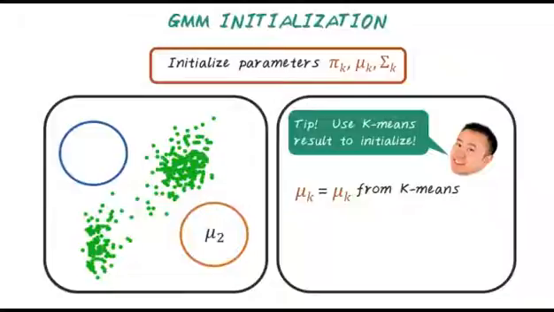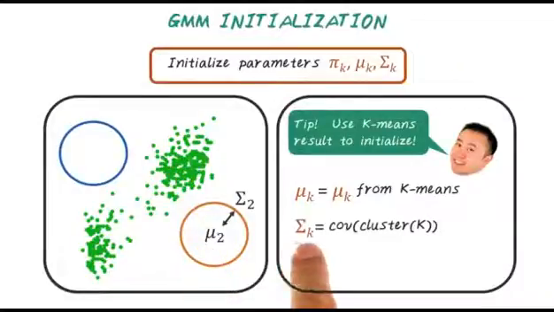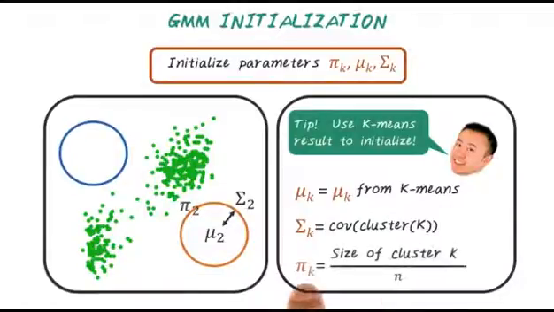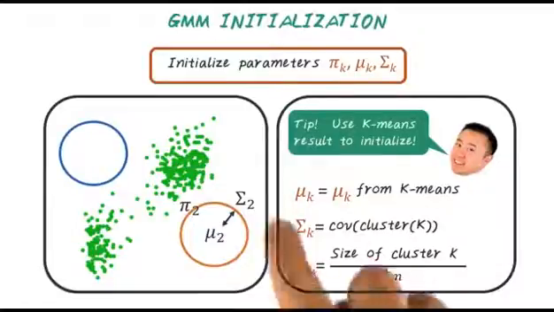For example, the centers in the Gaussian mixture model will be the centers from the k-means result. The covariance matrix sigma k can be computed by using all the data points from the corresponding clusters. And finally, the mixing coefficient pi k can be simply computed as the size of cluster k divided by the total number of data points. And usually, this initialization with k-means result will be much better than a random initialization like this.